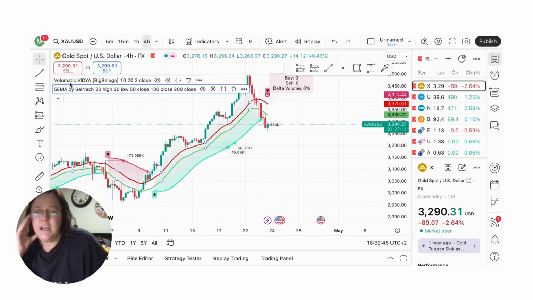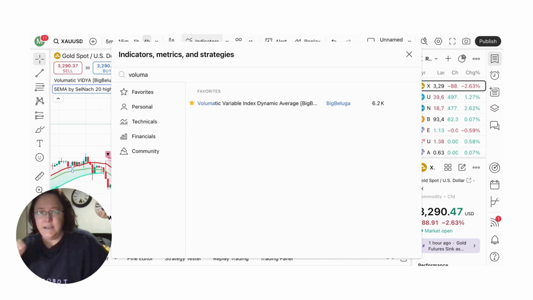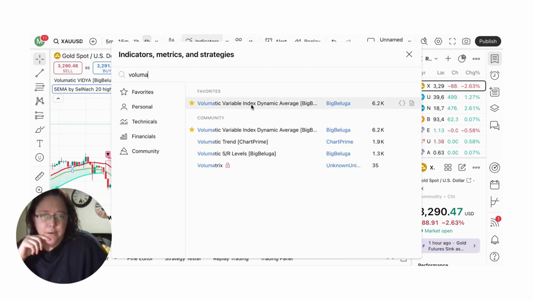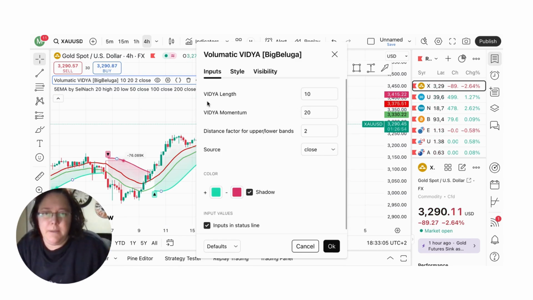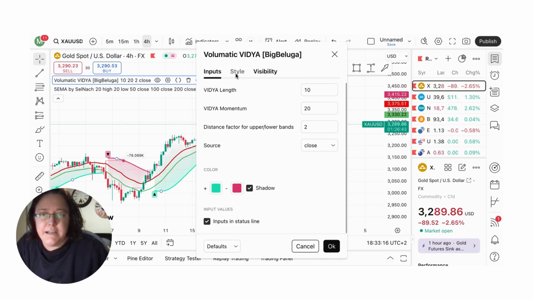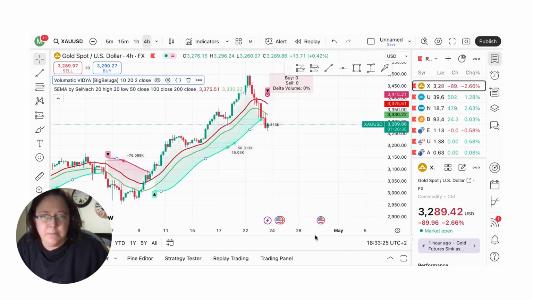Now, the next one I use is the Volumatic VIDYA by Big Beluga. If you go here and type in Volumatic, there it is, Volumatic Variable Index Dynamic Average by Big Beluga. Let's quickly have a look at the settings. On the input style, make sure your VIDYA length is 10, your VIDYA momentum is 20, the distance factor for the upper and lower bands is 2, the source is on the close, and the rest you leave. In style, you have the plot on, trend up, trend down, and all these labels. Visibility you leave as is. So that's pretty much just the standard.